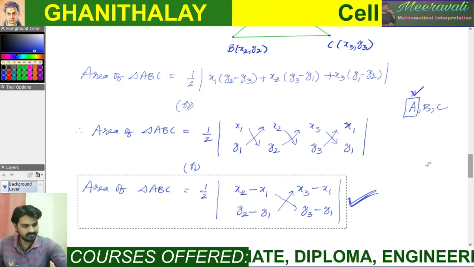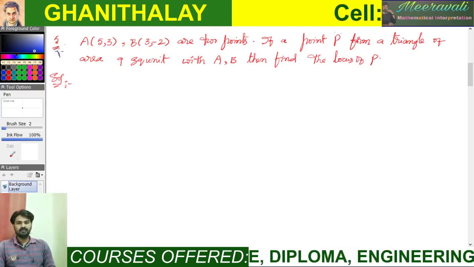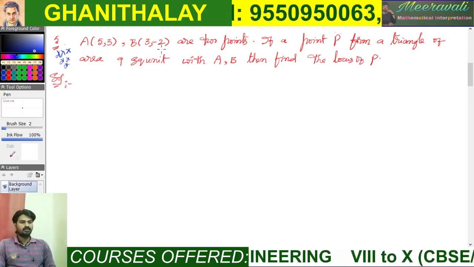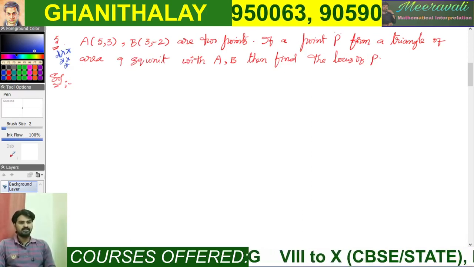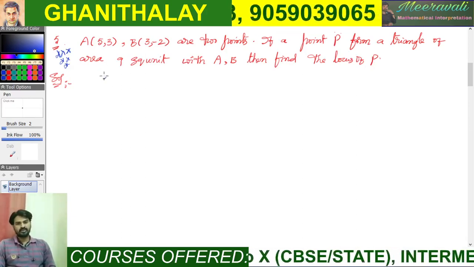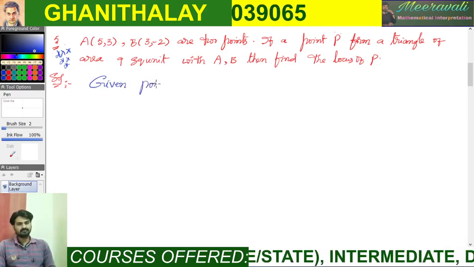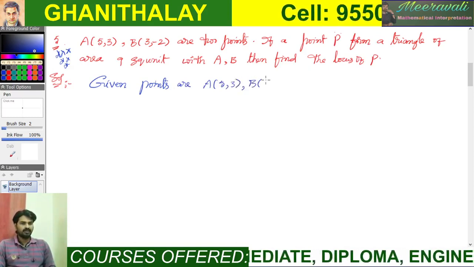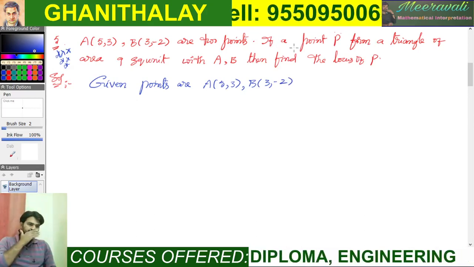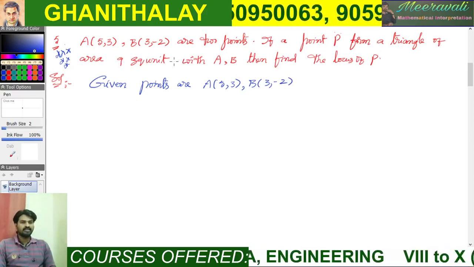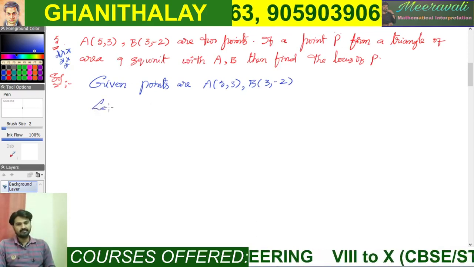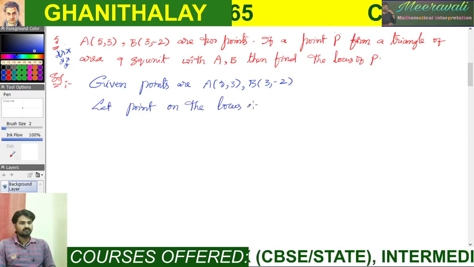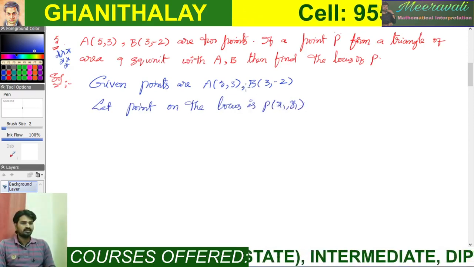Okay, let's start the problems. Students, this is a very important problem for 4 marks. First, what you have seen: A point, B point and P point are there. Let us take the given points. The given points are A (5, 3) and B (3, minus 2). These are the two points. Let the point on the locus be P (x1, y1).